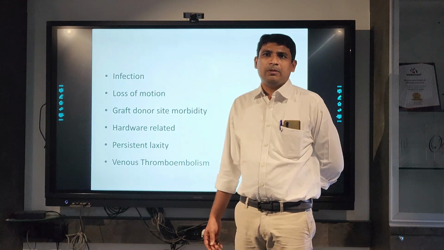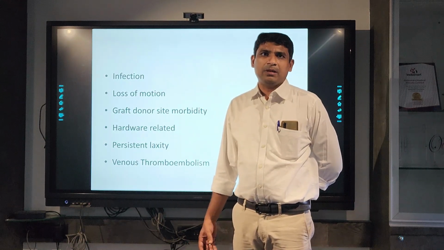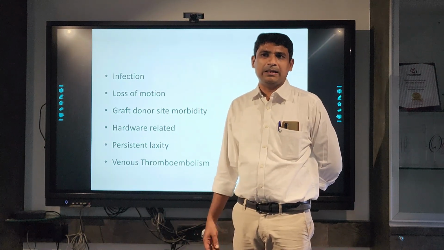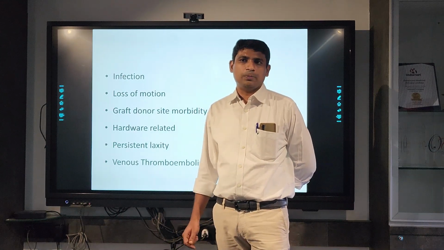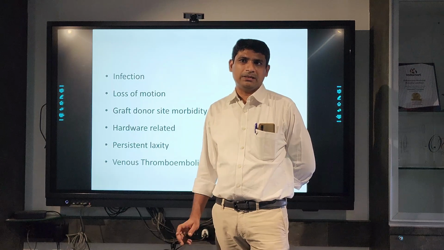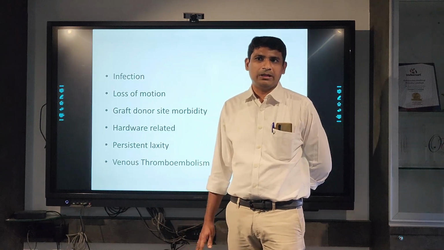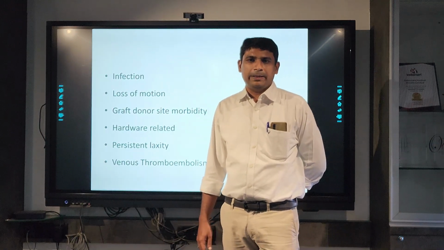And in MRI, in 3 out of 10 MRIs, the meniscus tears are missed, most commonly the lateral meniscus. So we should always probe properly and look for any tear of the lateral meniscus. We should not solely depend upon the MRI.